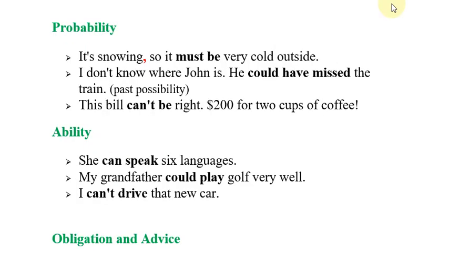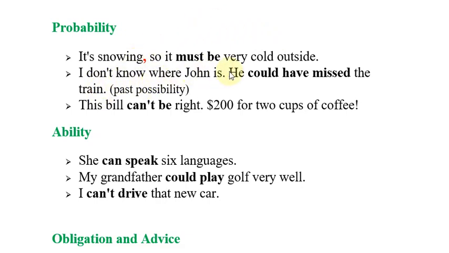Modal verbs can be categorized or classified into different forms. The first one is probability. Let's read them one by one. It's snowing, so it must be very cold outside. High probability. It is probable that outside is cold or should be cold.